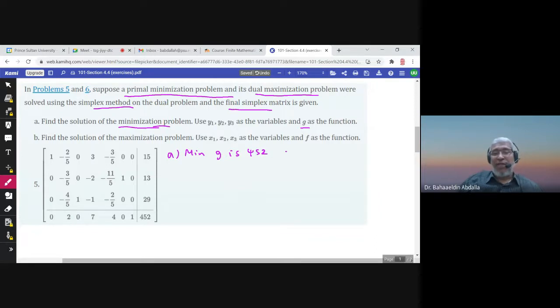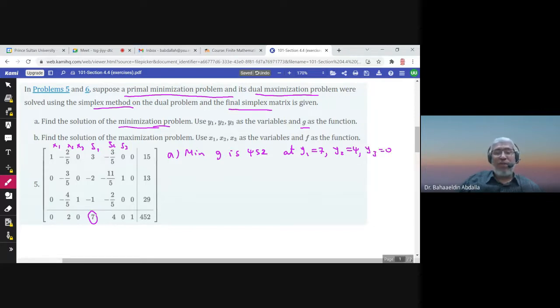So at, and now y1 and y2, y3. So how to find y1? Now how many rows do you have? You have 3 rows. So this is S3, this is S2, this is S1, and this is X1, X2, X3. So how to find the value of y1? It is here, the last value of s1 in the objective row. So y1 is 7 and y2 is 4 and y3 is 0.